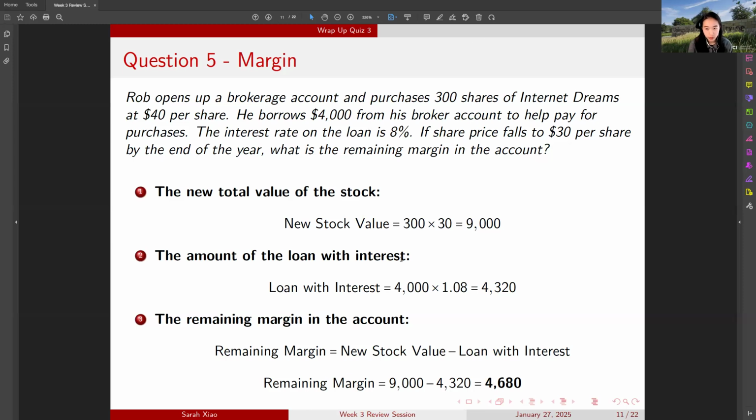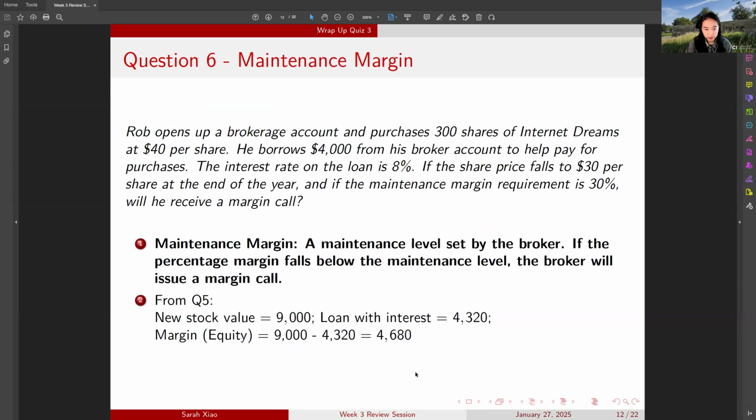Right. So this one is quite similar to the previous one. We just need to be clear about the amount of the loan with the interest. Next question.